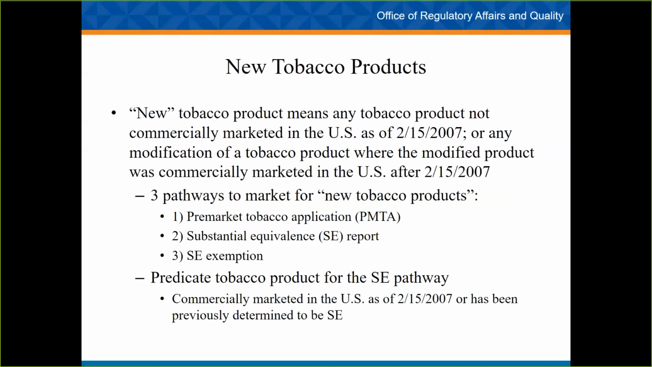So a new tobacco product means anything that was commercially marketed in the United States as a tobacco product as of February 15th, 2007, or a modification of that product in which it was modified after February 15th, 2007. So those would be considered new.